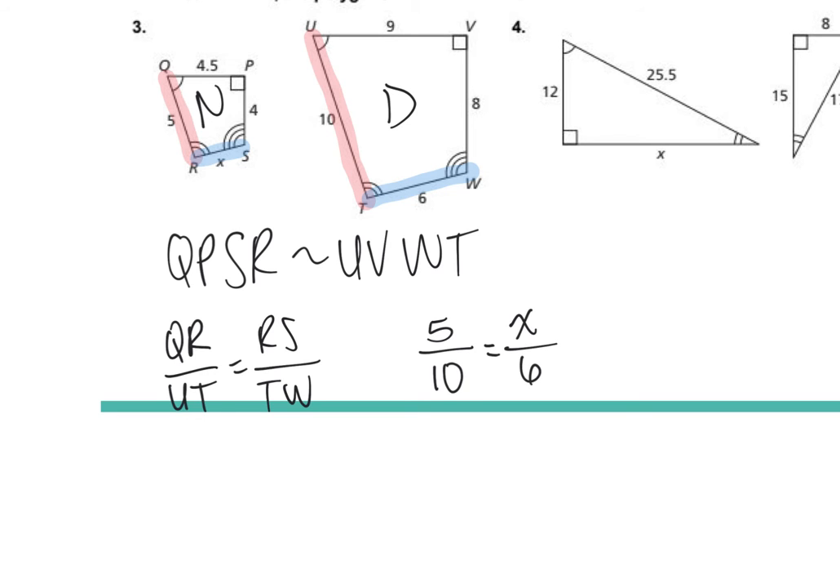Wait, why are you only picking those two sides? Like, can you pick any? You could have picked any, yes. Okay? So if you picked 4 and 8, right? You would have gotten 4 over 8. That ratio is also going to be the same as 5 over 10. It's going to be 1/2, right?